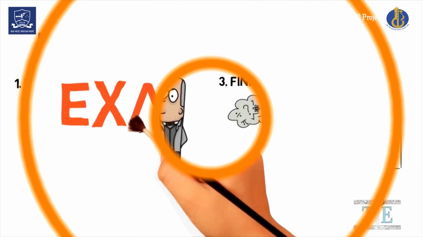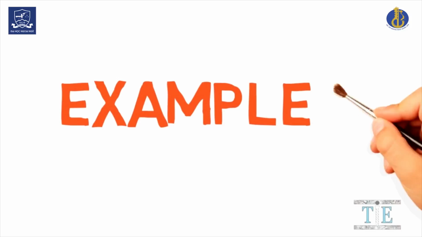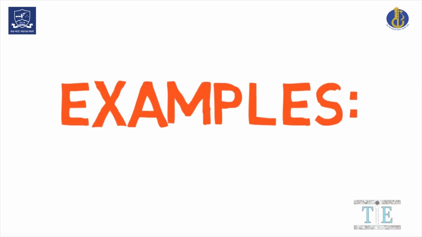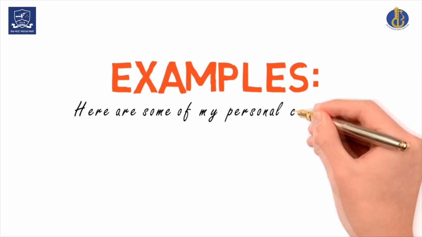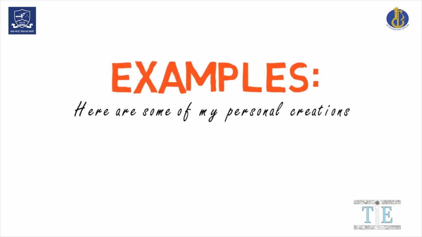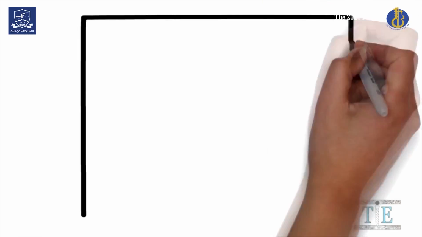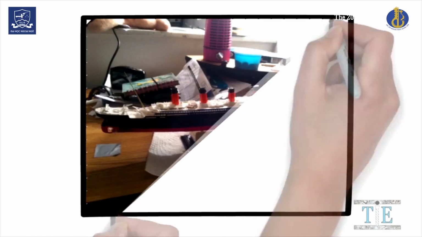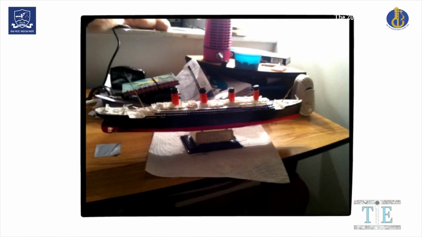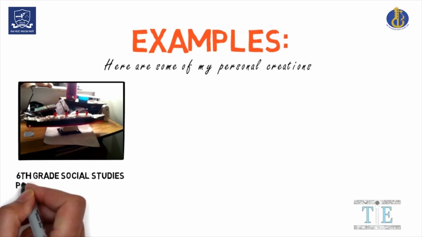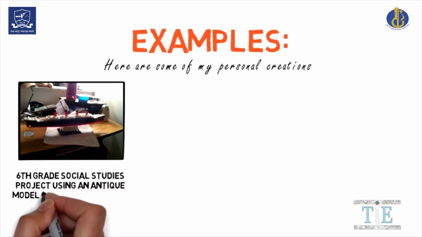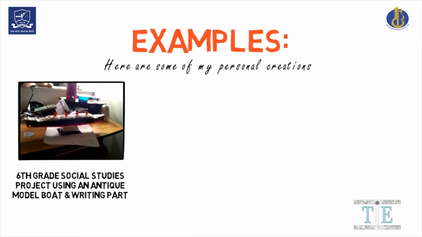Now that we have done all this talking about PBL, let's take a look at some classroom examples. Here are a few of my personal creations that I am very proud of. This is a project where I asked students to build a model of the Titanic and examine the ways the ship could have been built much better. It is a 6th grade social studies project and includes reasoning, writing, and research.